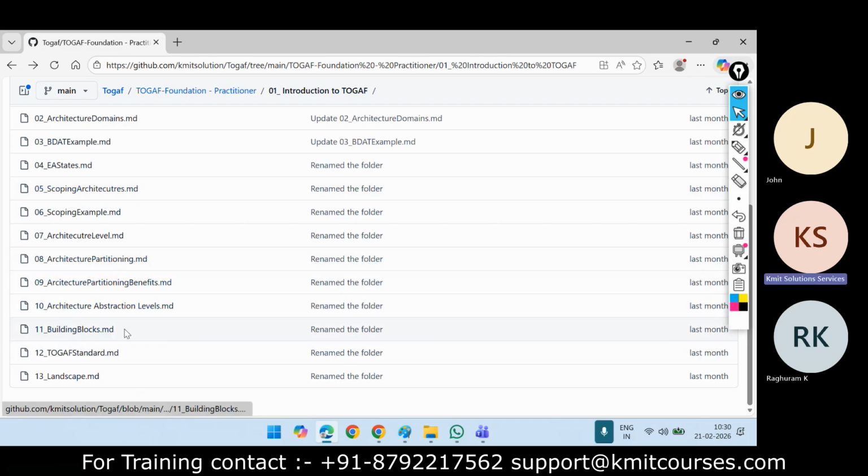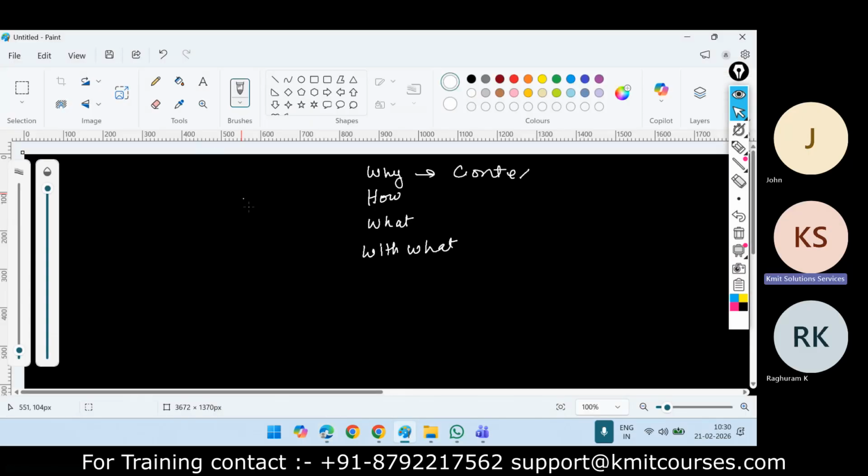Now, next is the building blocks. So let us talk about the building blocks. Ultimately, what will happen is that you need to deliver in the form of some packages. We call them work packages.